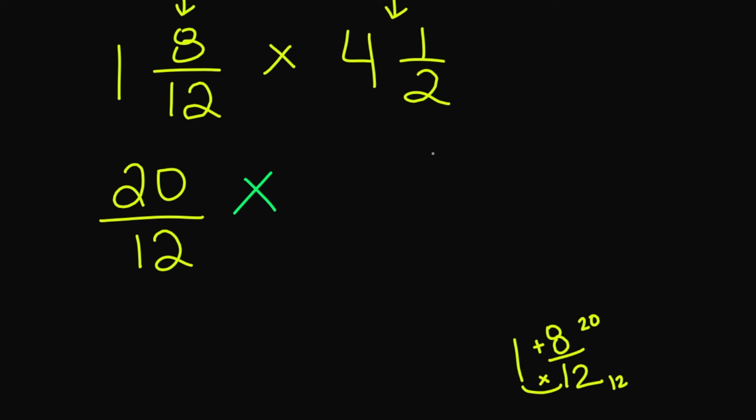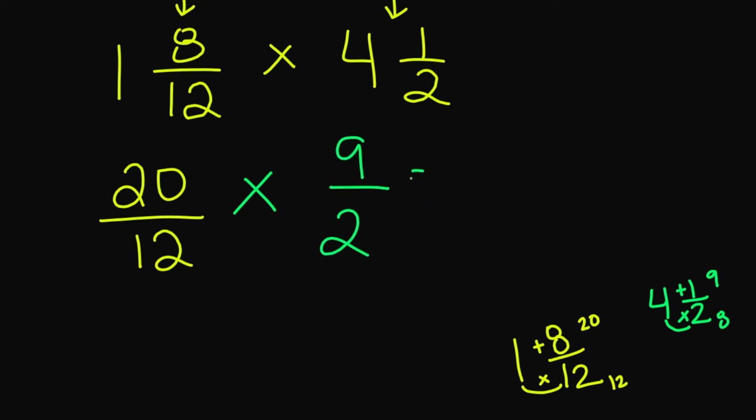Times, let's go ahead and look at the 4 and 1/2. We have 4 times 2. This is going to give us 8. Plus 1 is going to equal 9. So we're going to get 9 over 2.